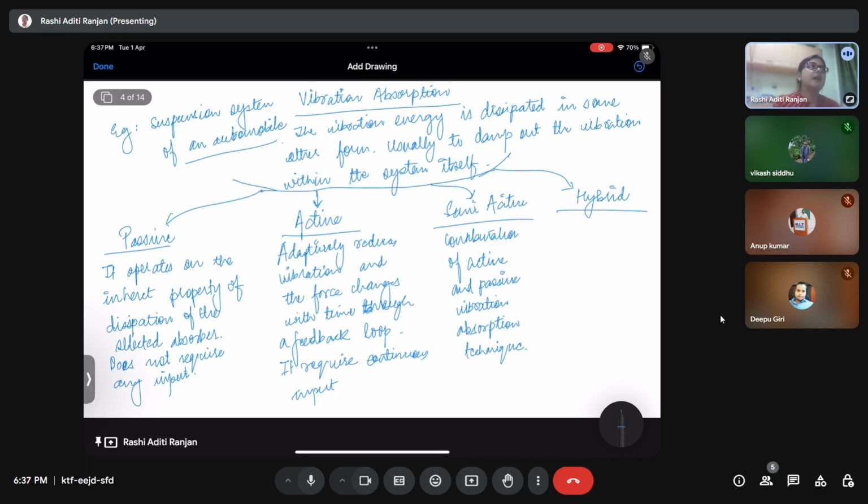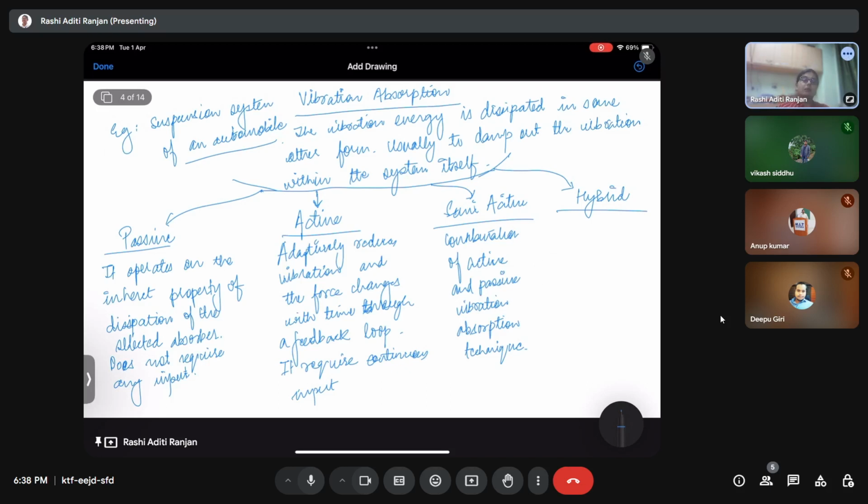Now, the concept of hybrid is that if I talk about semi-active, both active and passive are combined together, and then we use the vibration absorption. Like for example, if I use an MR fluid, which is the magnetorheological fluid, if I change the magnetic field, the rheological properties of the fluid change, because of which its viscosity is going to change. If its viscosity is going to change, the kind of absorption it is going to give will be better, right?